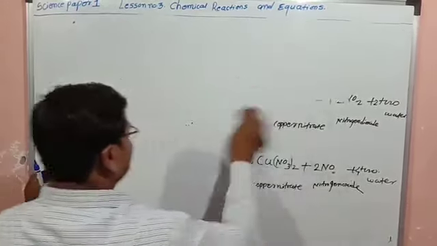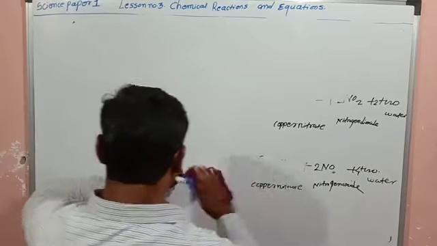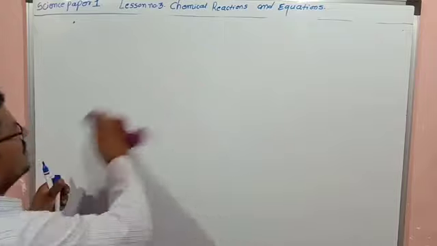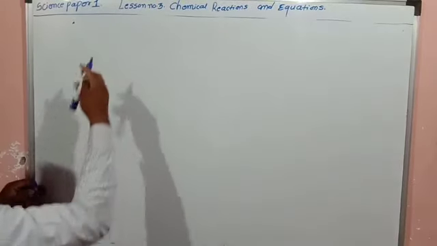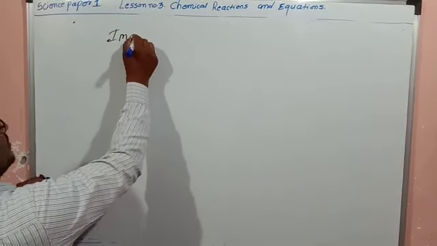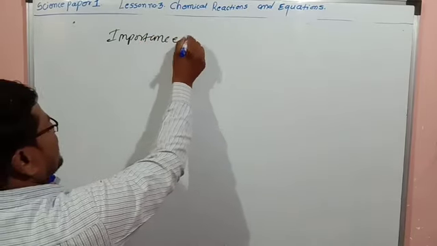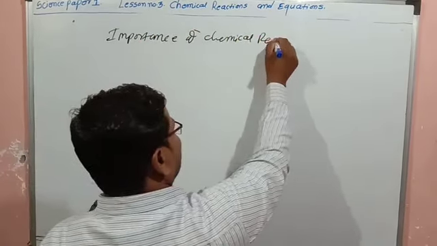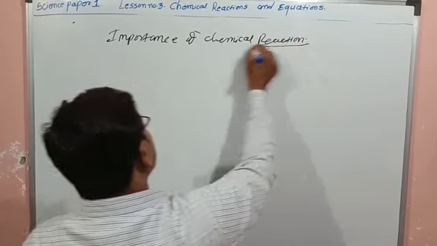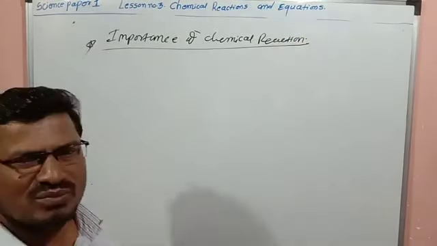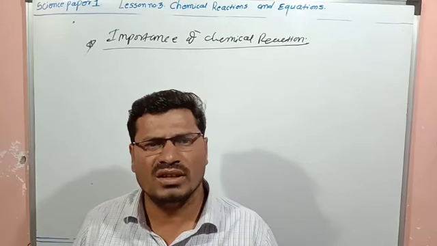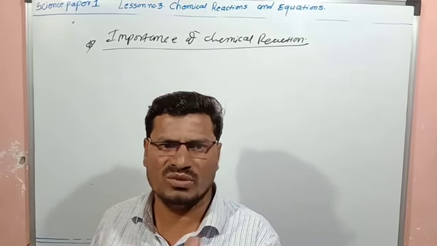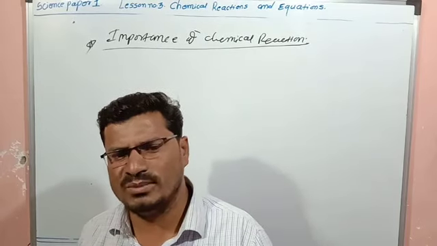Next point is: what is the importance of the chemical reaction? So 3-4 points we are going to learn. In the chemical reaction, reactants react together and get converted into products. New substances are produced.